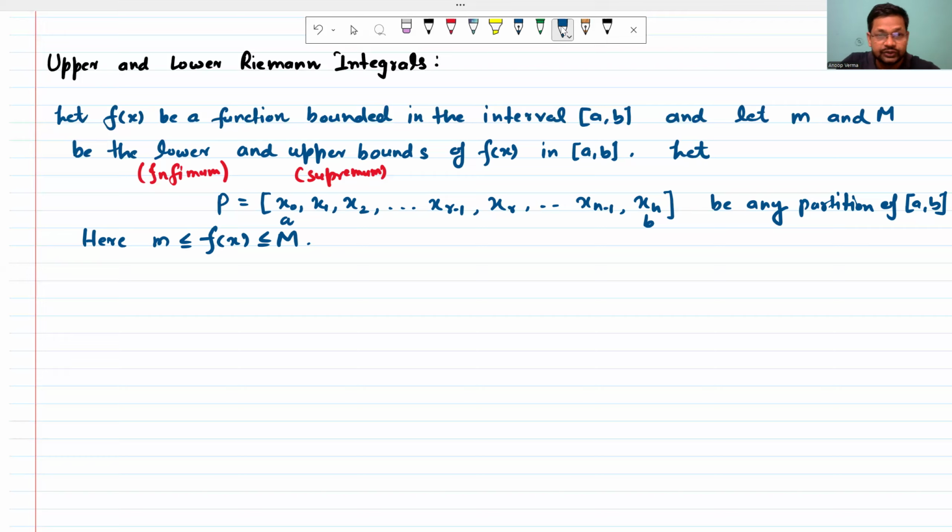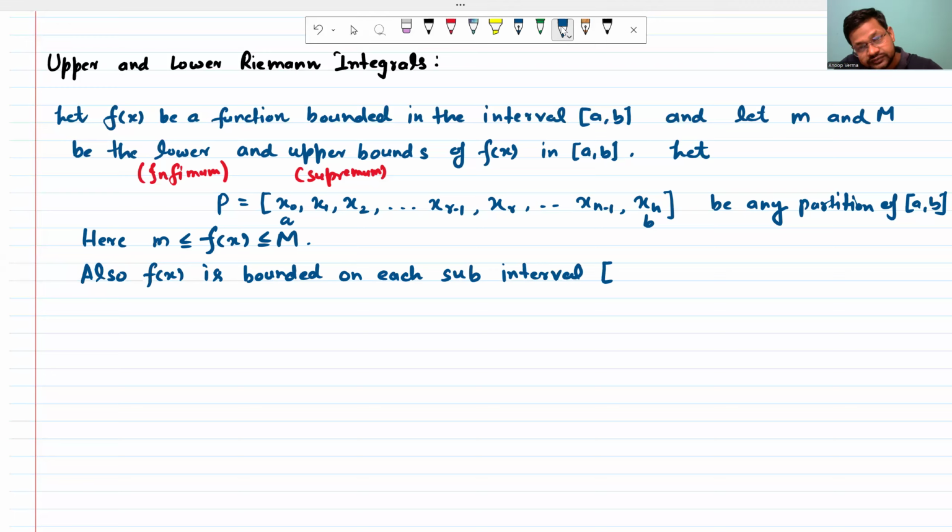Okay, so you can also write, f(x) अगर बाउंडेड है तो उसका सुप्रीमम होगा, इन्फिमम होगा, लोअर बाउंड होगा, अपर बाउंड होगा इन ईच सब इंटरवल एज वेल। ओके, bounded in each subinterval x(r-1), xr for each r equal to 1, 2 up to n, means every interval it will be.